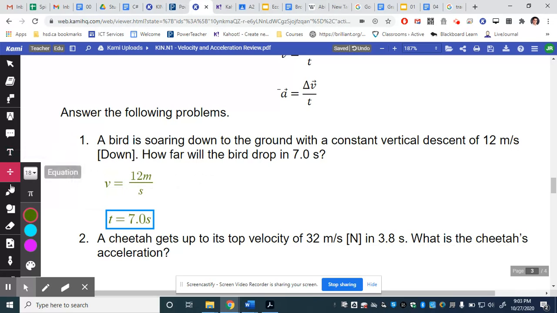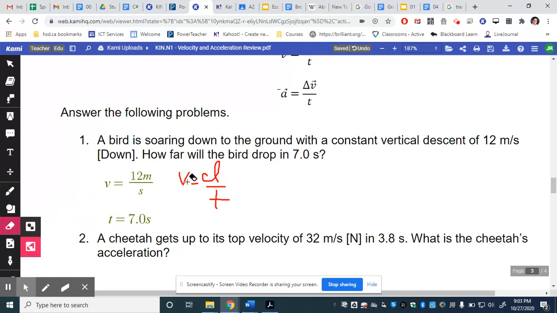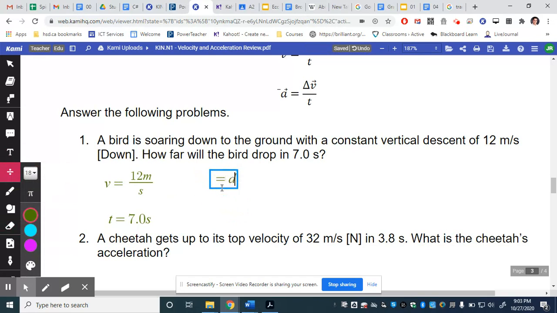And if you remember our formula, it was this: A equals V over T. Oh, we're not doing acceleration. Jeepers. Let's try again. V equals D over T. Why do I ever use this? So bad. All right, let's do the equation. Our formula is V equals D over T.